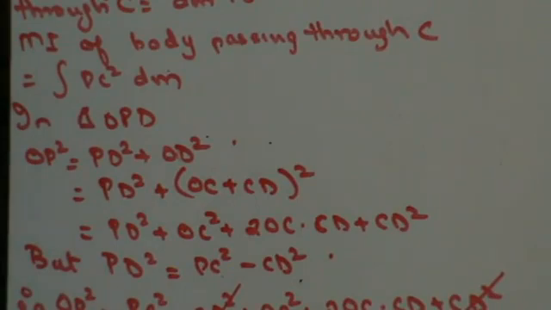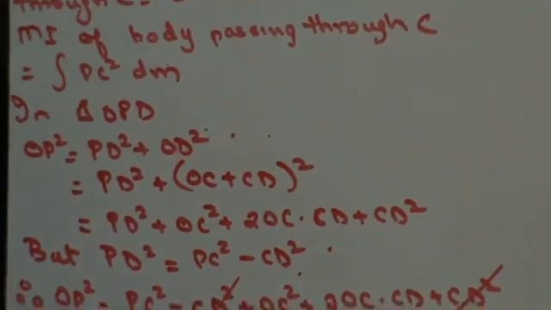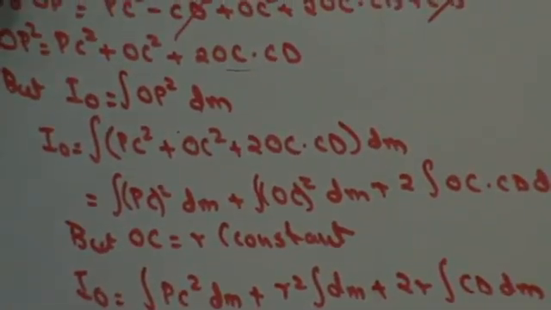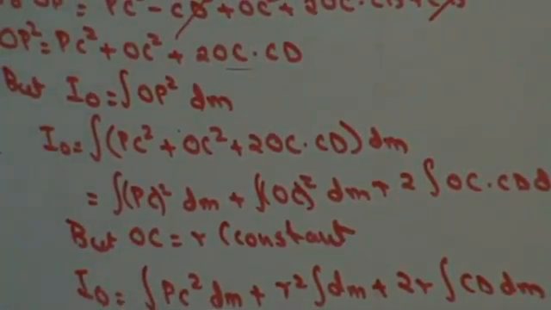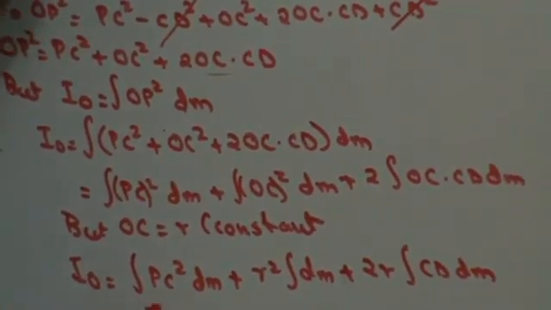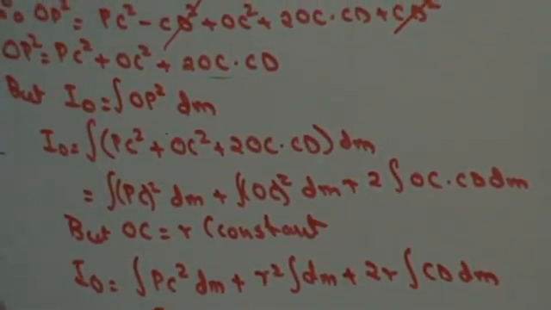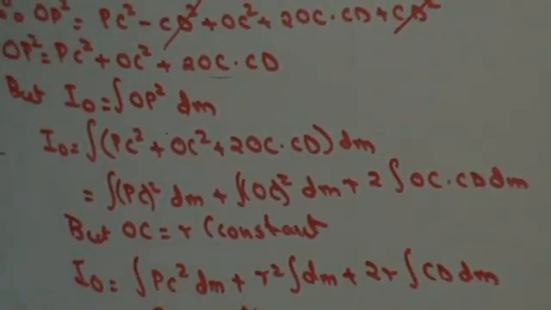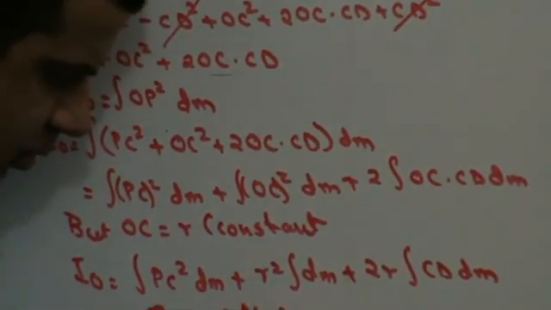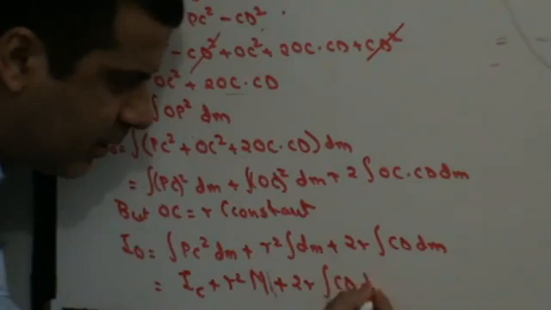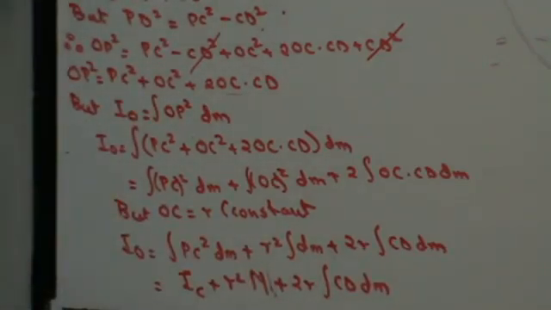The integral of the element of mass is nothing but the total mass of the body. Therefore, I can say that the integral of PC square into dm, we had already said, is nothing but IC, that's the moment of inertia about point C, plus r square times the integral of dm, which is nothing but m, plus 2r times the integral of CD into dm.